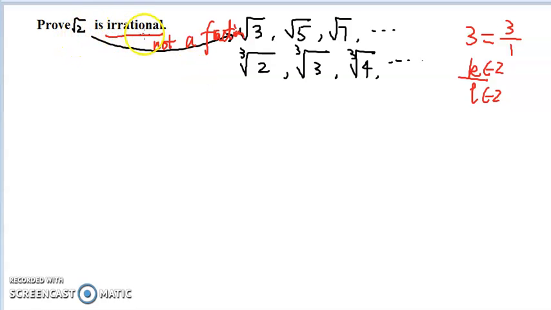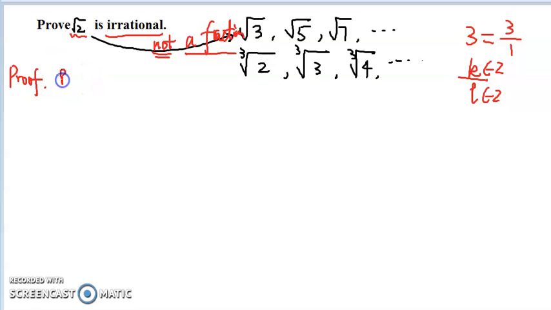But to prove something is not a fraction, it's not easy, because you will have to prove all the fractions we have, which we have infinitely many, and that none of them is equal to square root of 2. And that's impossible to do, because we cannot verify infinitely many fractions that are not equal to square root of 2. So we're going to take an indirect approach. So we prove by contradiction.